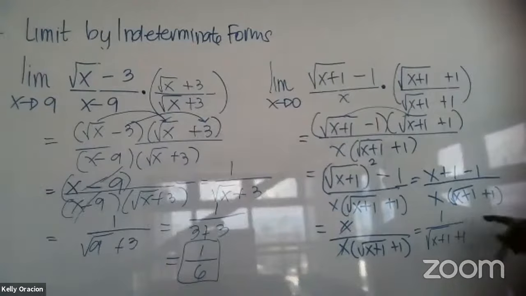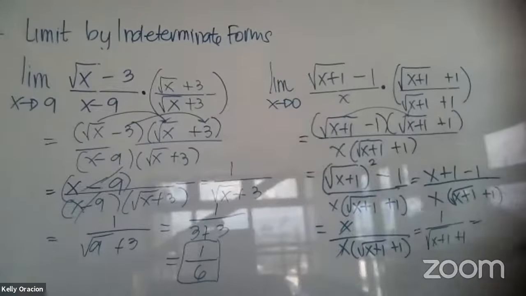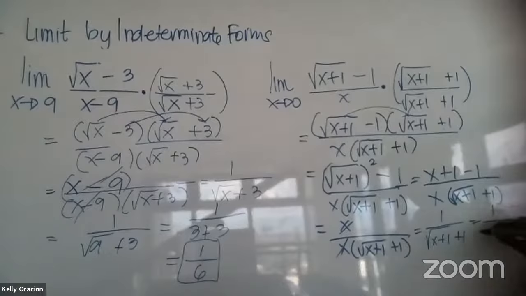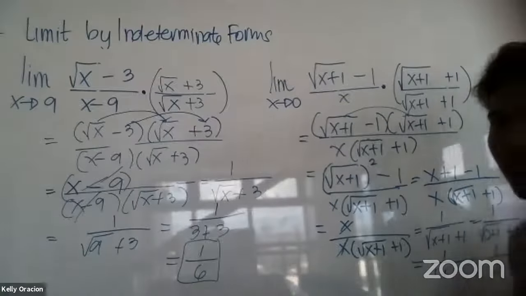Substitute. The value of our x is 0. So you have 1 over square root of 0 plus 1 plus 1. So the answer we have 1 over 1 plus 1, 1 half. Okay? The answer is 1 half.